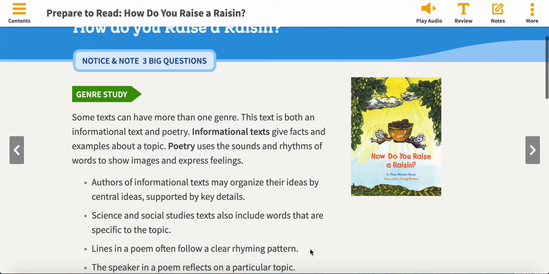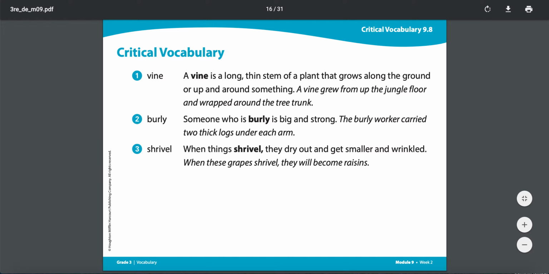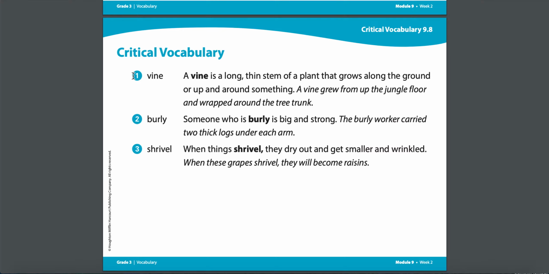Lines in a poem often follow a clear rhyming pattern, and the speaker in a poem reflects on a particular topic. Okay, so with a new story, we have some new vocabulary words. In this story, I want you to look for your 3 new vocab words. The first one, repeat after me please, is vine. A vine is a long, thin stem of a plant that grows along the ground or up and around something. They give us the example, a vine grew up from the jungle floor and wrapped around the tree trunk. We might see flowers that are vines or pumpkin vines if you've ever grown pumpkins. They are just long, thin stems that grow along the ground or up and around something.